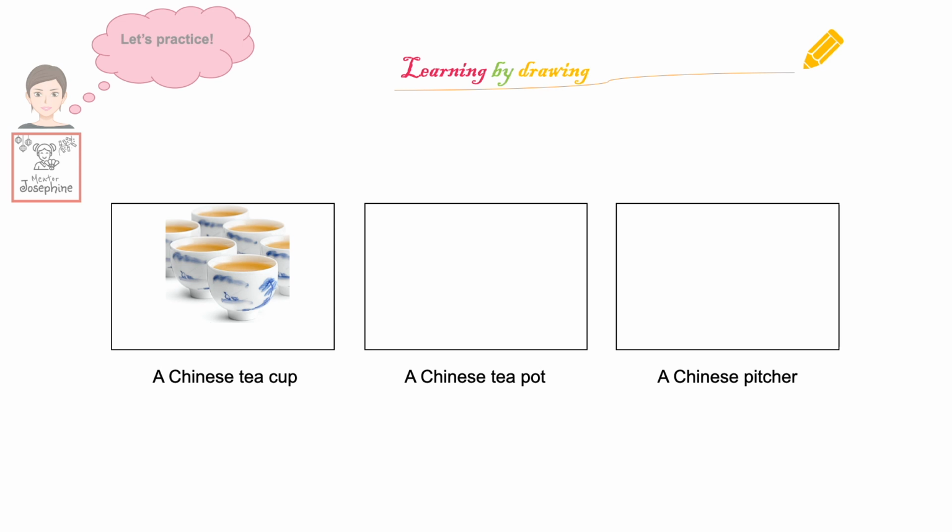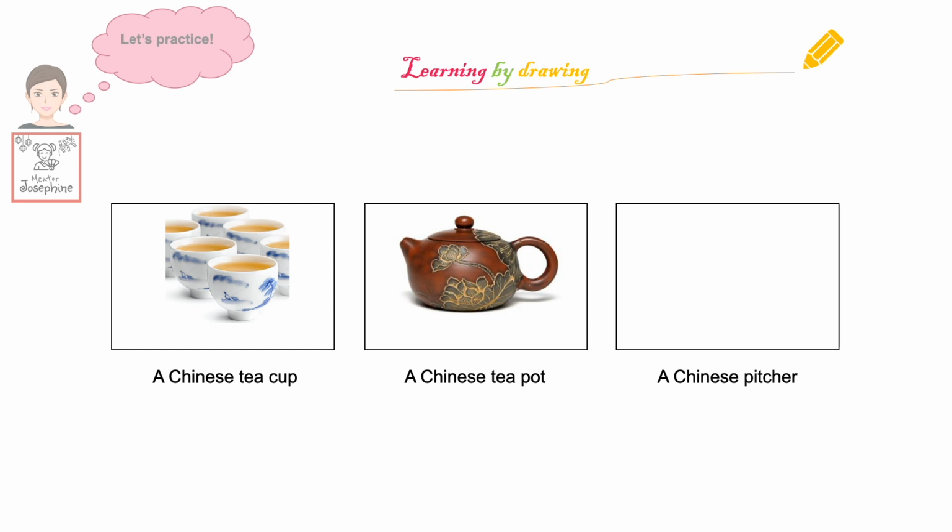Next, how does a Chinese teapot look like? Yes, correct. A Chinese teapot is like this, a fat and short body with a handle and a lid. Again, you can design your own print for the teapot. There is no rule of its design.